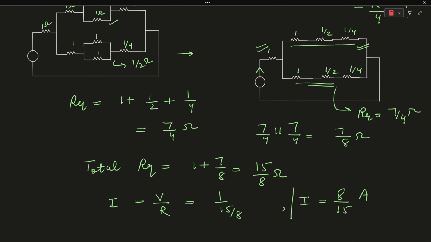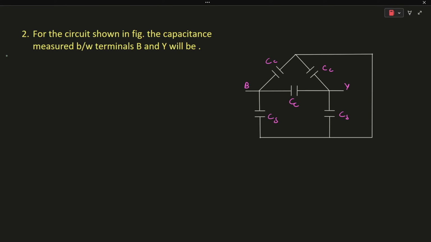Okay. So I hope it is clear how we are approaching the problem. So let's solve the second problem. And this question was asked in GATE 1999. And in this problem, we need to find the value of the equivalent capacitance between the terminals B and Y.